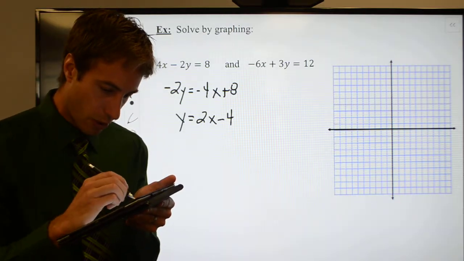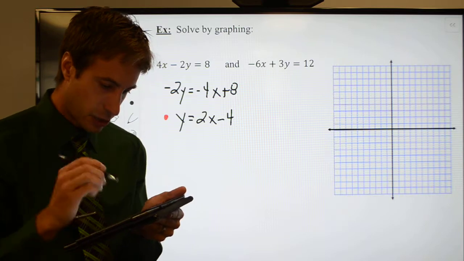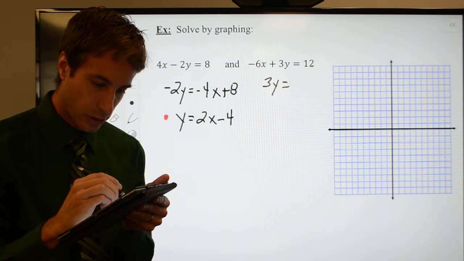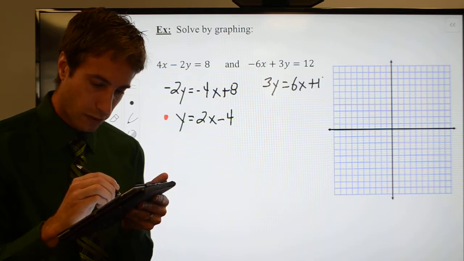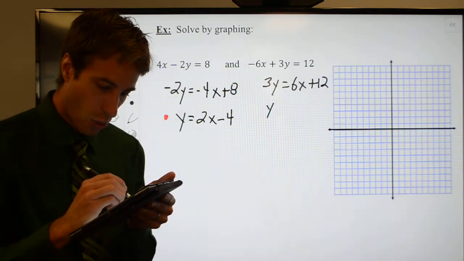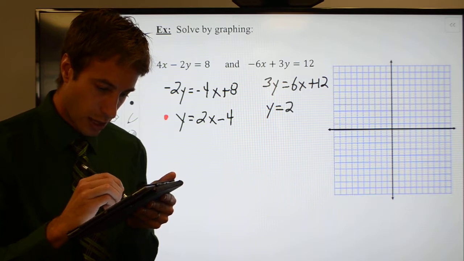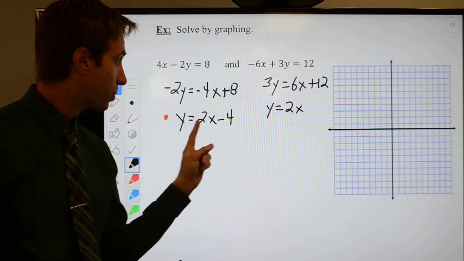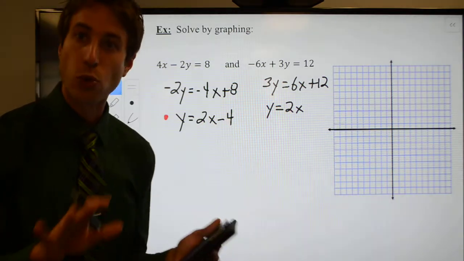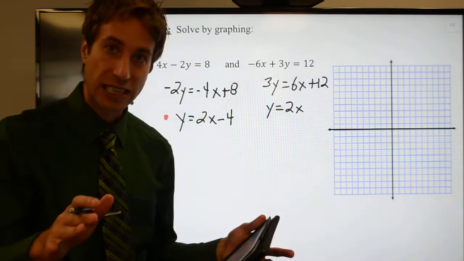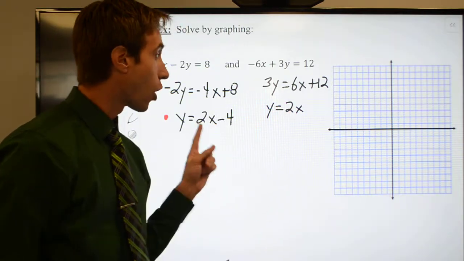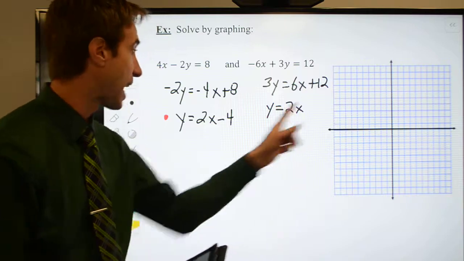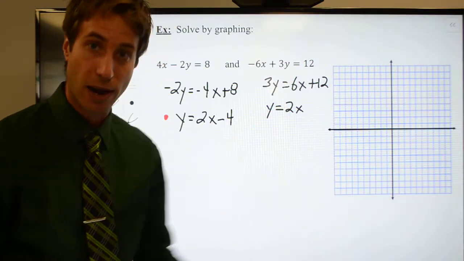We'll graph that one in red. This one, I'm going to add 6x to the other side, so 3y is equal to 6x plus 12. Divide everybody by 3. Y is equal to 2x. Ooh, interesting. Notice slopes are the same. Here's what I now know. At the very least, these are once again parallel lines, because they have the same slope. I know at least they're parallel lines.